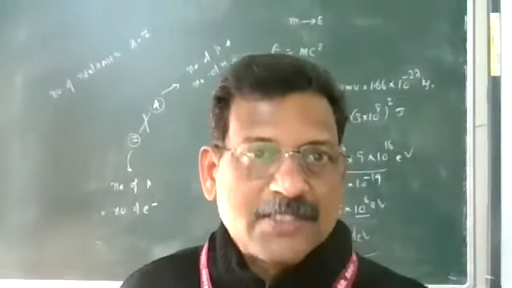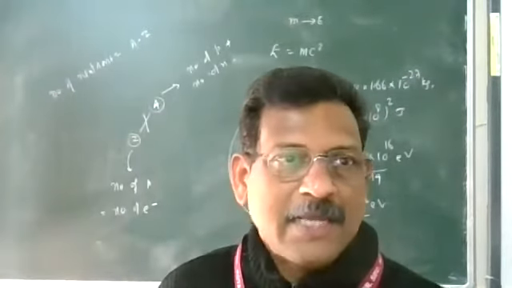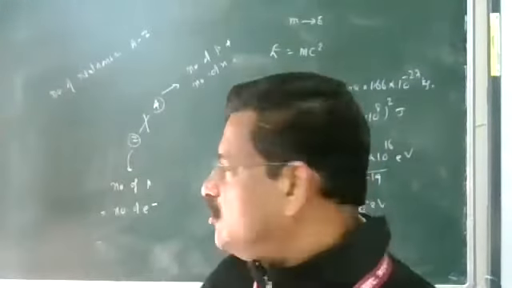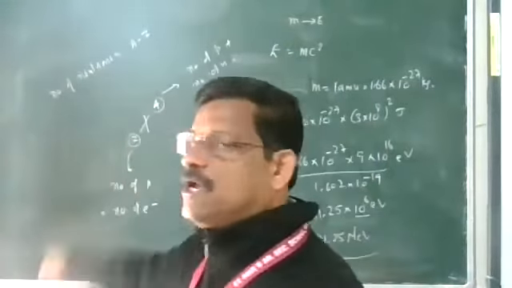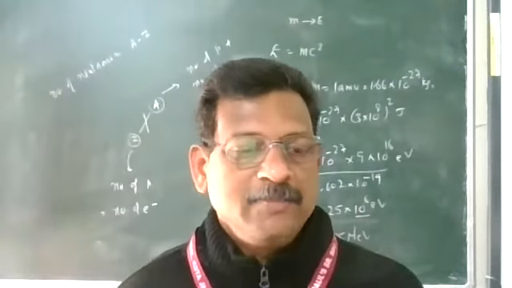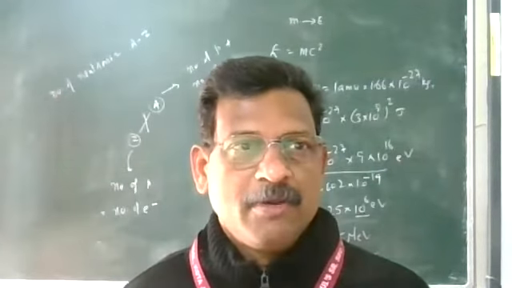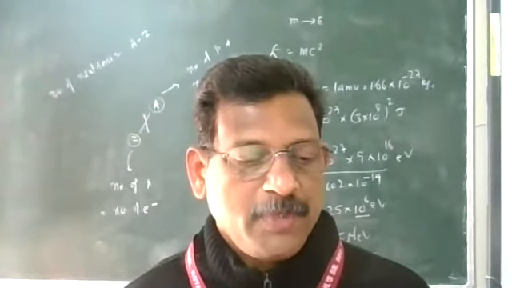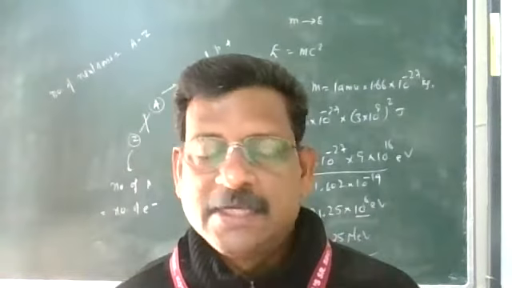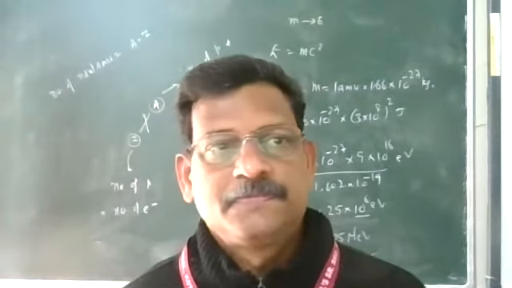So this was given by Heisenberg after the discovery of the neutron by Chadwick. According to the Heisenberg hypothesis, a nucleus of mass number A and atomic number Z contains Z protons and A minus Z neutrons. The atom is electrically neutral, therefore the number of peripheral electrons must be equal to Z, the number of protons inside.